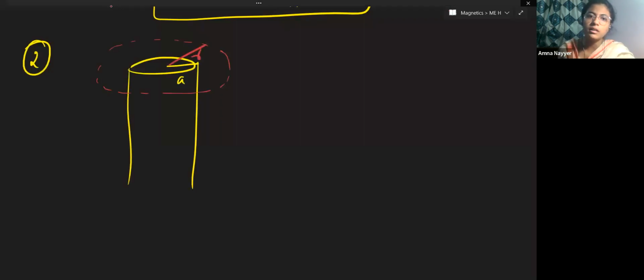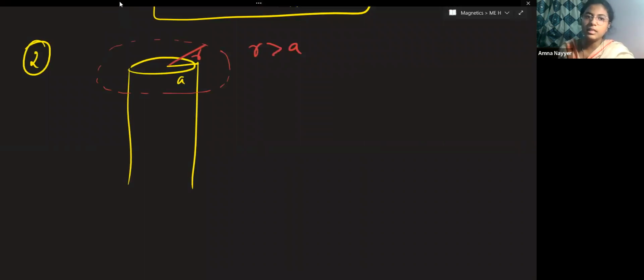This was the wire. Now a point outside. That's why I've drawn the wire narrower. This is point A. Now the Amperian loop is greater. This is your Amperian loop this time with the radius larger. Fine. This time what has happened? r is greater than a. This is a region outside.